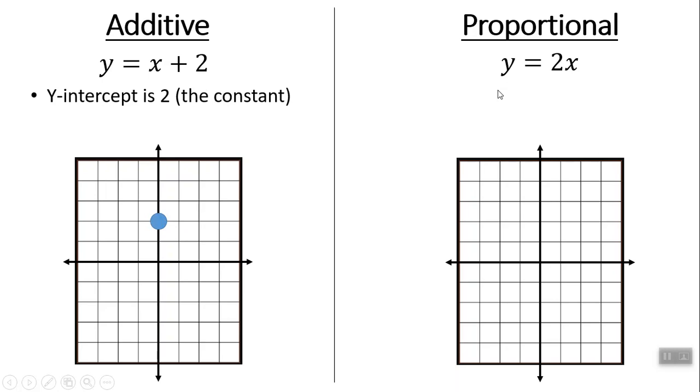Now for proportional relationships, the y-intercept is always 0. Now in class we've talked about this real quick. You could think of this as 2x plus 0, and we said over here the constant is always the y-intercept, so 0 is the y-intercept. All right, moving on.